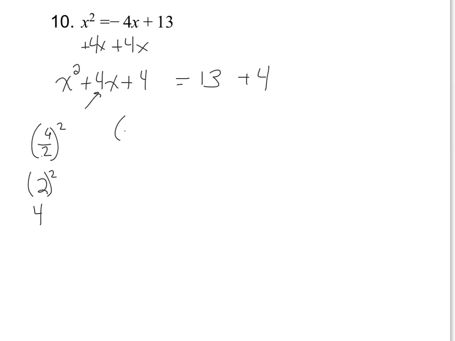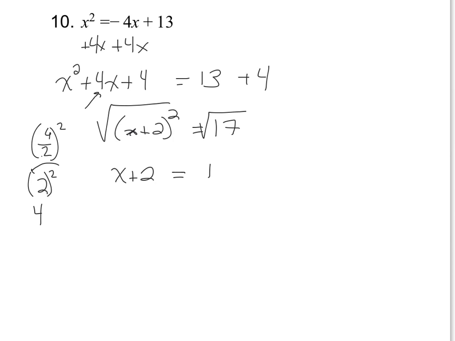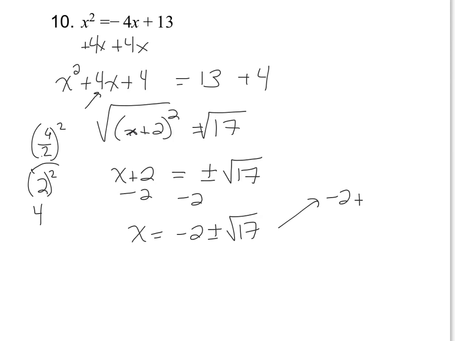So the left side, we know is going to factor as x plus 2 squared, and that's going to equal 17. So I'll take the square root of both sides. So this is x plus 2 equals plus or minus the square root of 17. So I'll subtract 2. So x equals negative 2 plus or minus the square root of 17. So our two solutions are negative 2 plus square root of 17 and negative 2 minus square root of 17.